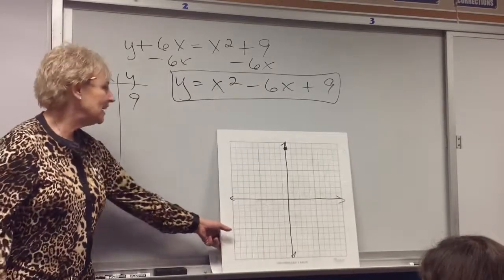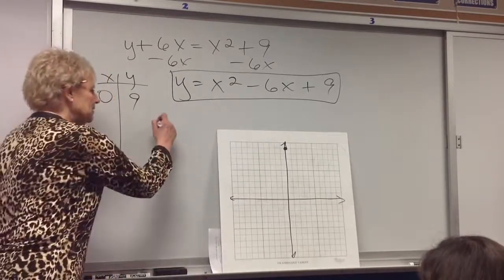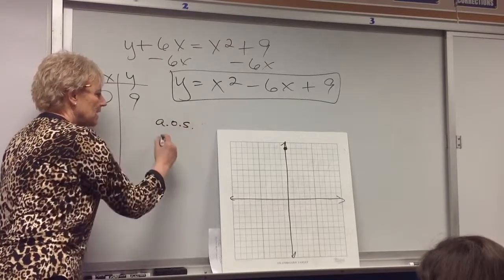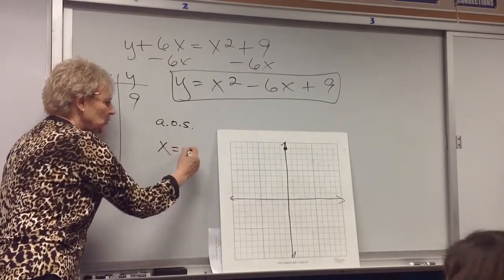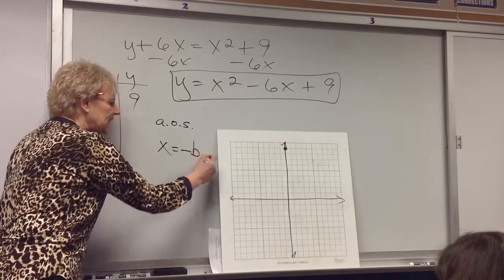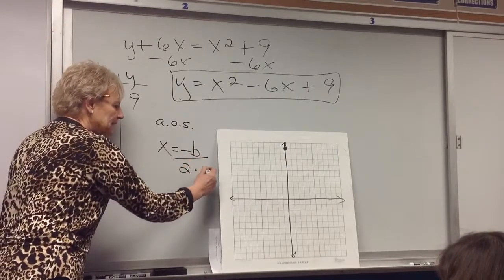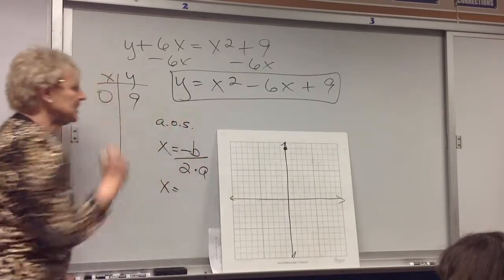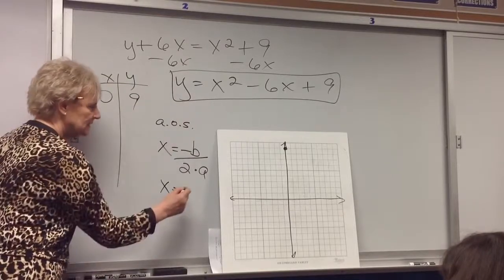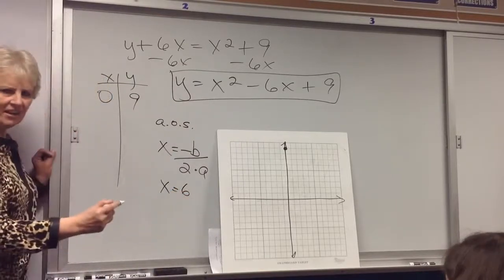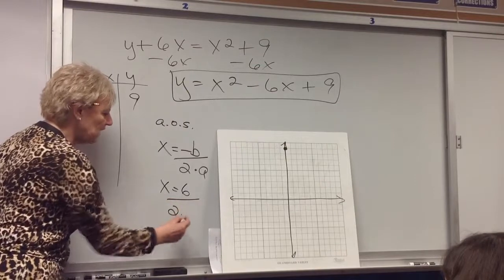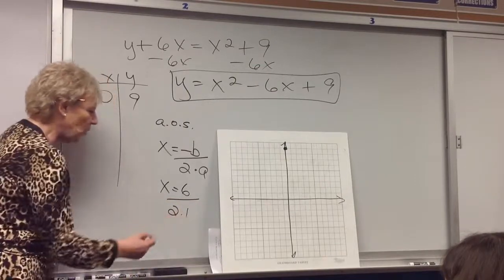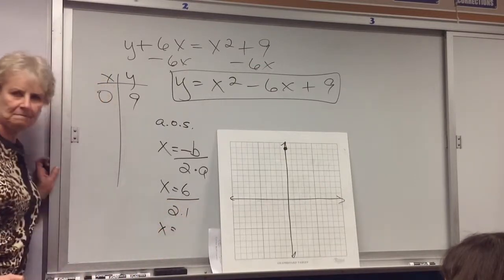Just watch. Axis of symmetry: X equals the opposite of B over 2 times A. So, what's the opposite of B? Positive 6. Good. Over 2 times 1. So what is the axis of symmetry? 3.